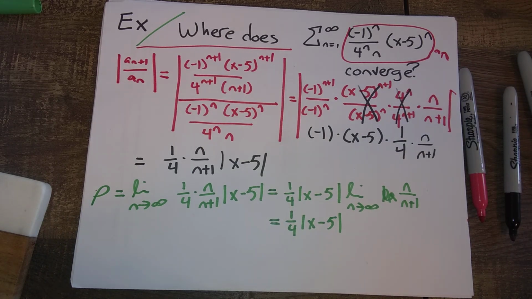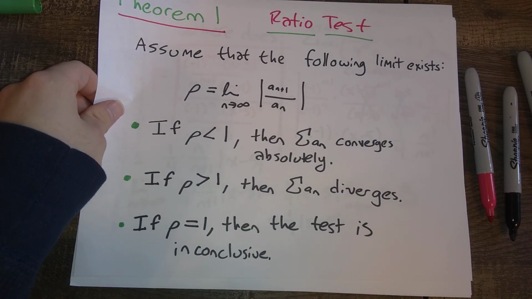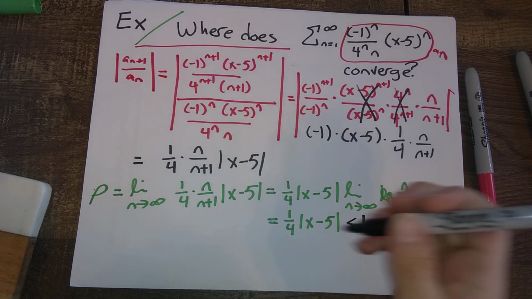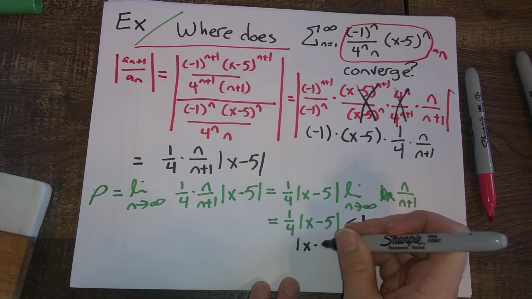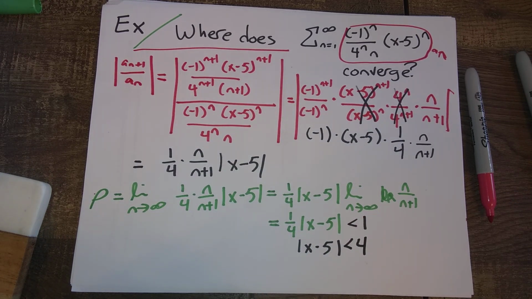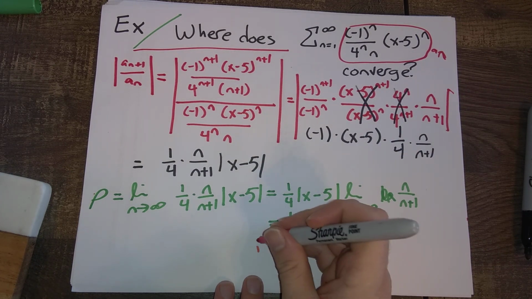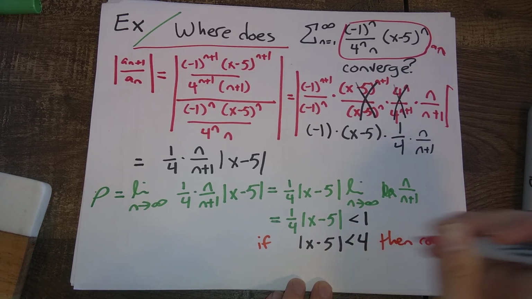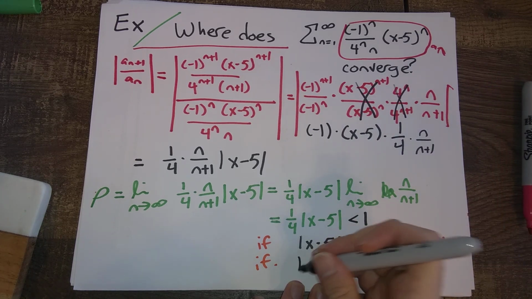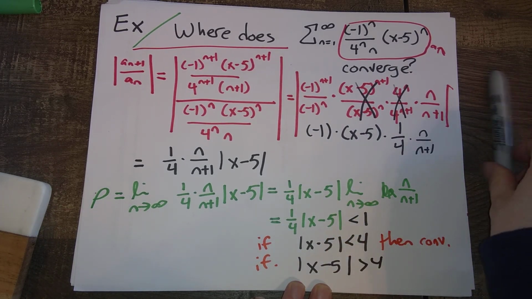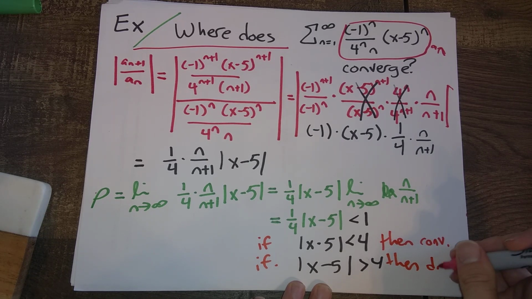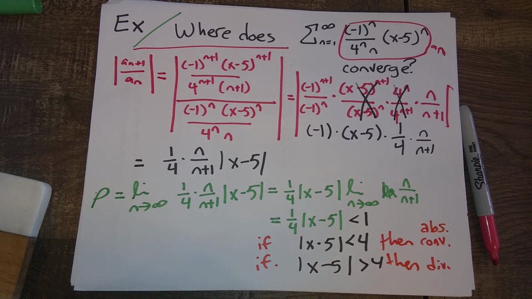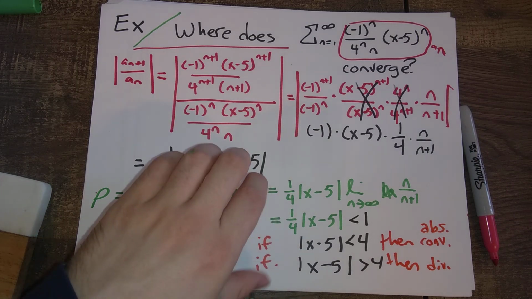Okay, so we know from our test, let's compare this to 1. And rearranging this, we get the absolute value of x minus 5 to be less than 4. And so we know if this happens, then we get convergence. And if the absolute value of x minus 5 is strictly larger than 4, then we get divergence. Now I'll put in here absolutely converge. And so the leftover thing that we have to do is figure out what happens at the endpoints.